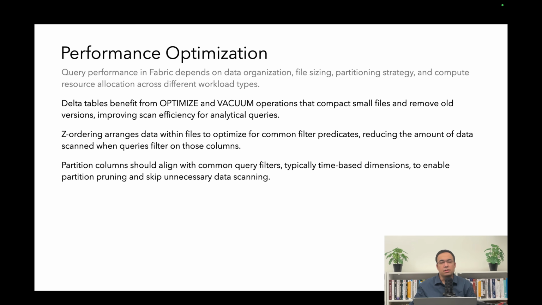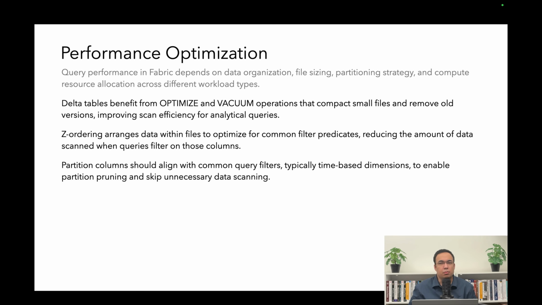Third is the partitioning strategy. How you partition your table affects which data gets scanned for queries. Good partitioning can dramatically improve the performance. Fourth is the compute resource allocation. Larger capacity provides more compute resources, which should improve the performance for your compute intensive workloads.